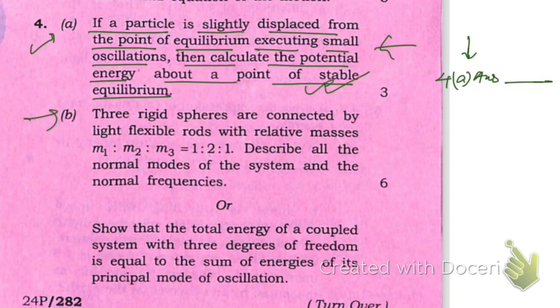Question number 4b. Here, three rigid spheres are connected by light flexible rods with relative masses m1 is to m2 is to m3. Their ratios are 1 is to 2 is to 1. Describe all normal modes of the system and the normal frequencies. Let me answer this question.